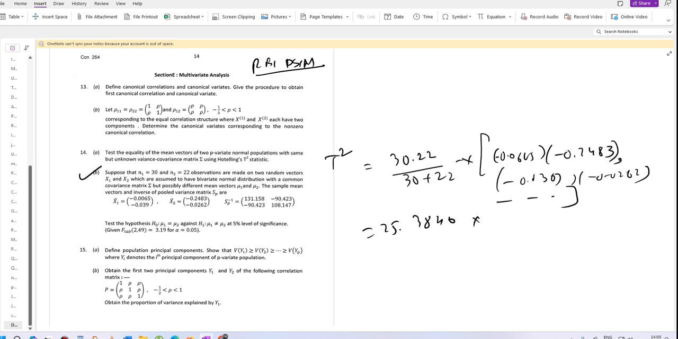25.3846 into 0.2. This I have already calculated, 6763. So this is 0.677.